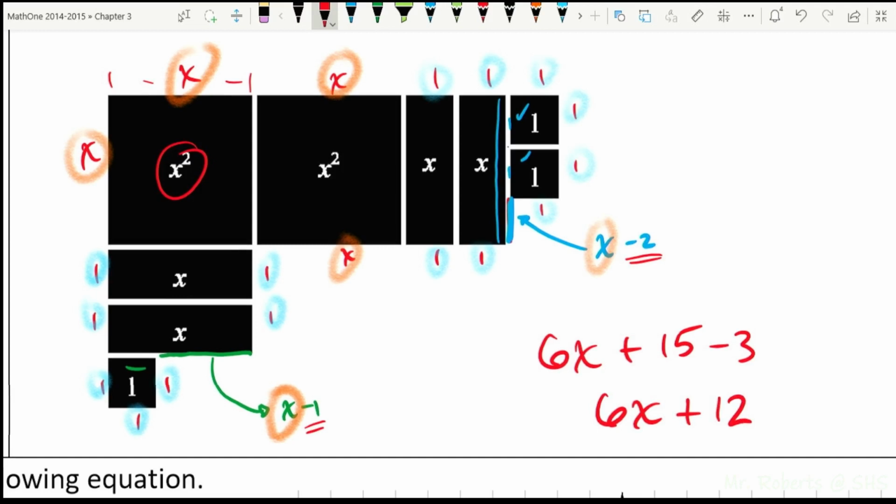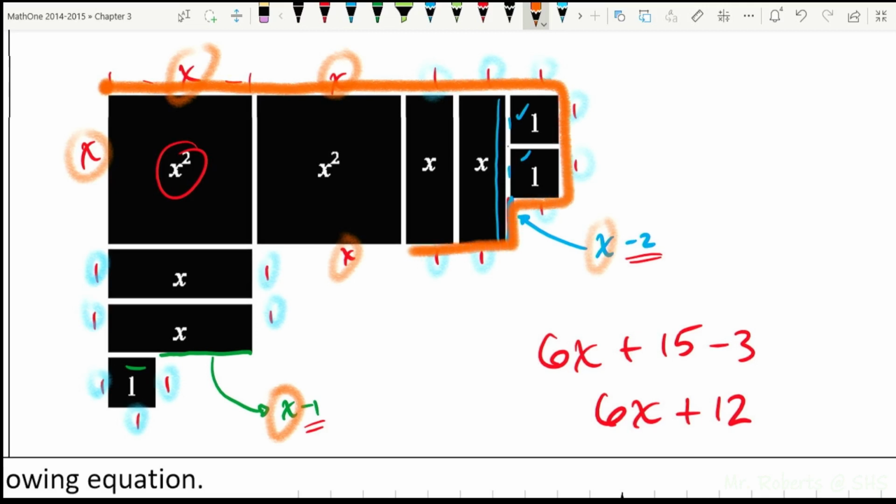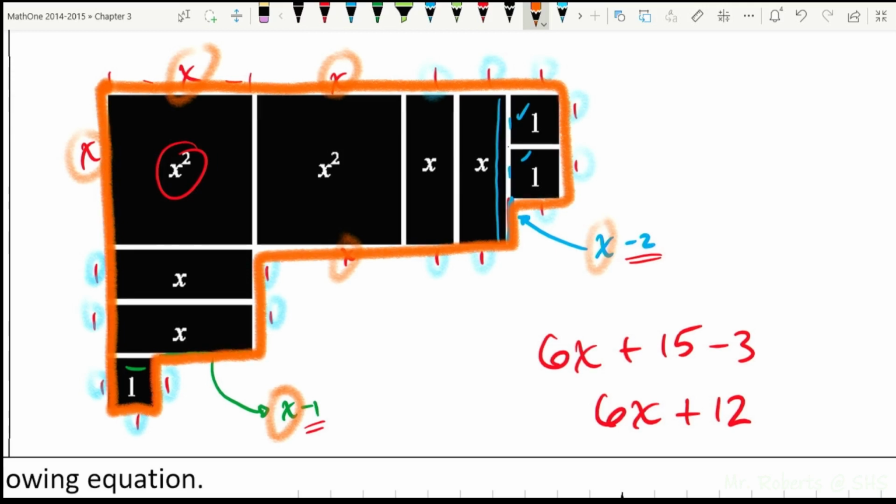So the length, if I was to start here and walk all the way around it, I would walk an x tile, some 1s, more 1s, more 1s, more 1s, an x minus 2, 1, 1, x, 1, 1, x minus 1, 1, 1, 1, 1, 1, and then finally an x. And that is the perimeter of that shape, the distance all the way around it.